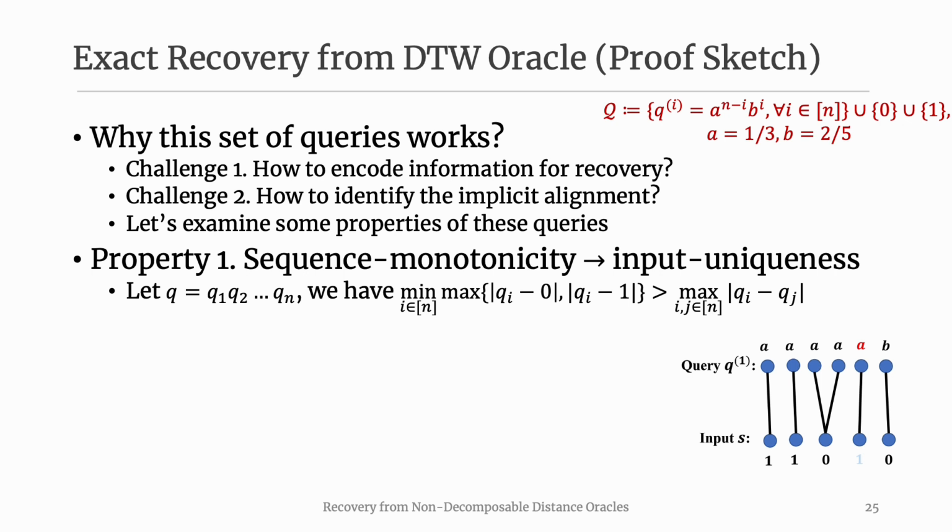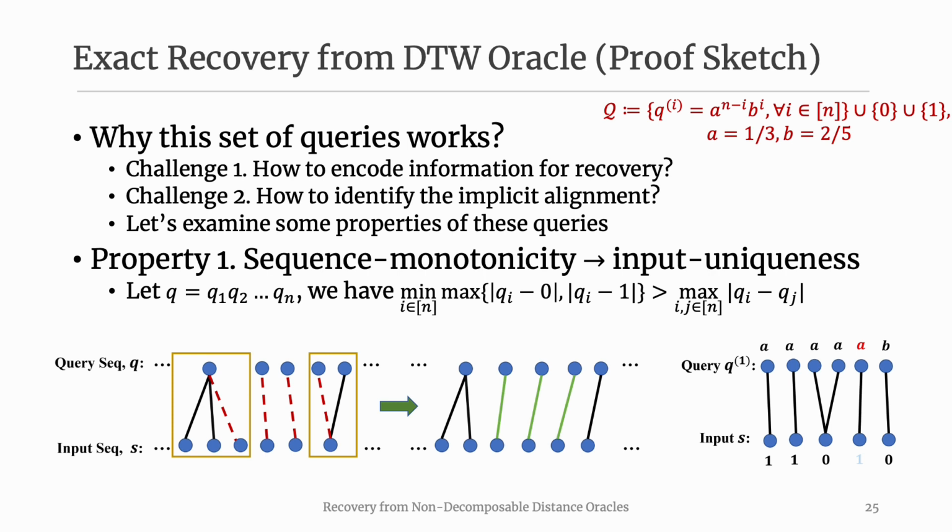This property is proved by using the triangle inequality such that if there exists a character in the query sequence that matches more than one character in the input sequence, we can reduce the edge and obtain a new matching with less DTW cost. By repeatedly doing so, input uniqueness is one characterization of the optimal matching when using our query set.